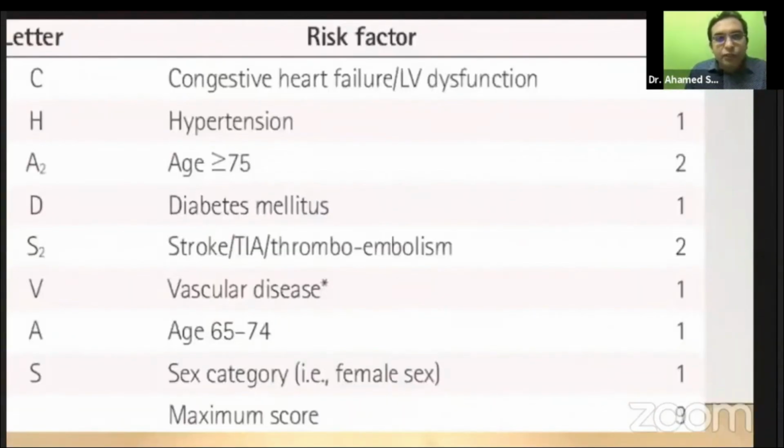Actually, it is through a CHA2DS2-VASc score. You need to know some score. For example, for a patient with atrial fibrillation developing TIA, whether the stroke will occur in the next 1 year period. Previously it was the CHADS2 score. Now, the extended version of this is the CHA2DS2-VASc score. And also, if there is no atrial fibrillation and TIA alone, we use the ABCD2 score.